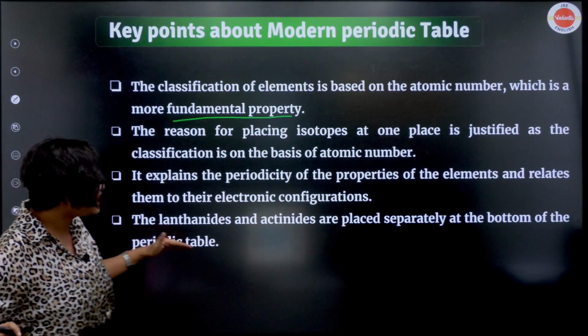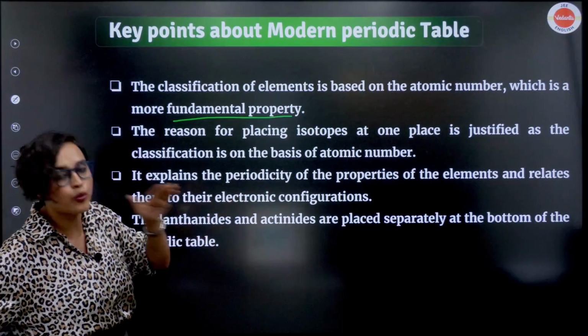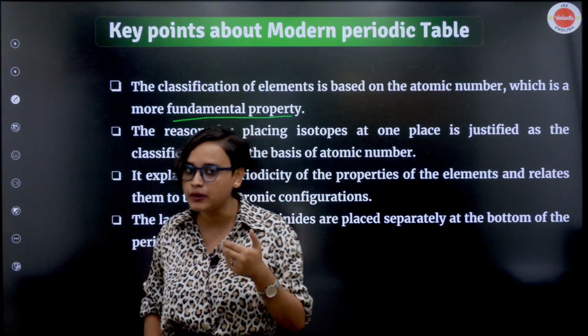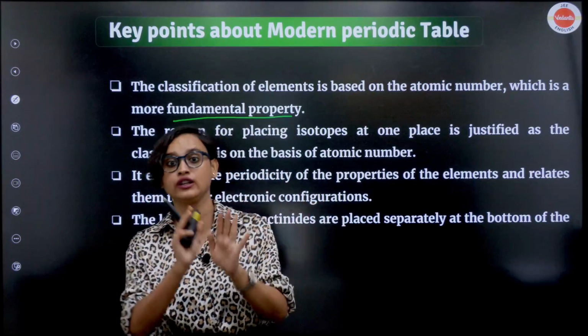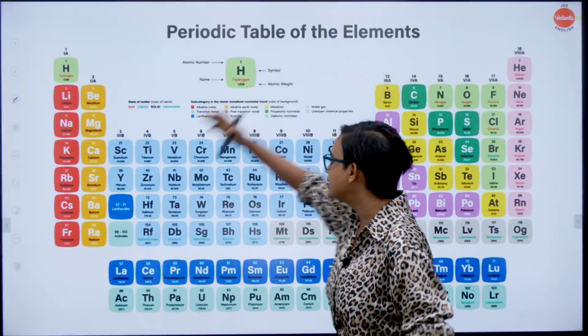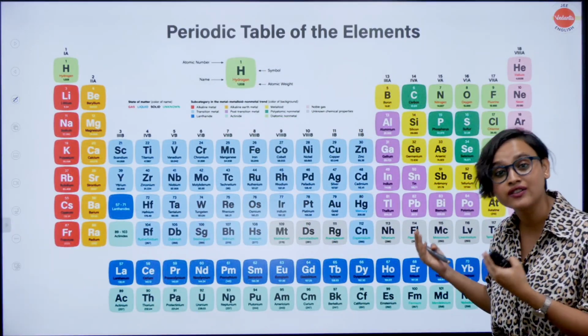Then he spoke about the lanthanides and the actinides. They are placed separately at the bottom of the periodic table, because if you bring them into the main periodic table, they just mess up the beauty of the periodic table, how it looks, okay? So this is the actual periodic table that we have right now.